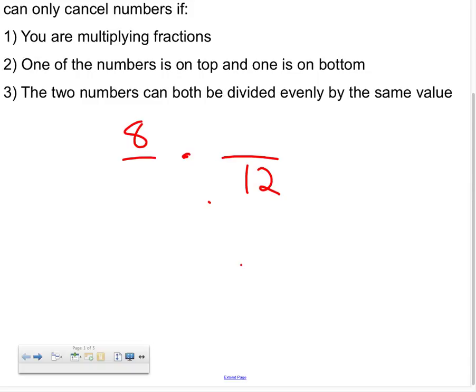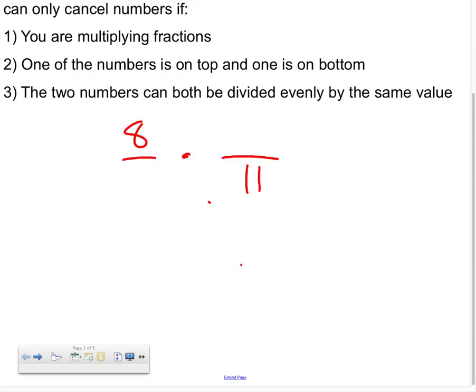Let's say, however, that 12 was instead an 11. I am multiplying. The 8 is on top and the 11 is on bottom, but they can't be divided by the same thing. 8 can be divided by 2, but 11 can't. 8 can be divided by 4, but 11 can't. 8 can be divided by 8, but 11 can't. 11 can be divided by 11, but 8 can't. And of course, they can both be divided by 1, but that won't make them any smaller, because dividing by 1 just gives you back the same number. So in this case, I can't cancel because there's no common number to cancel with.